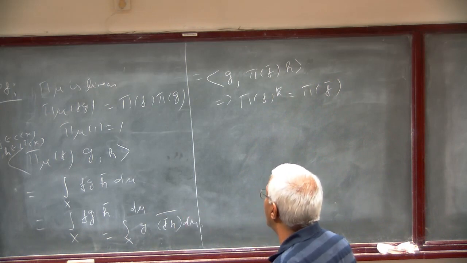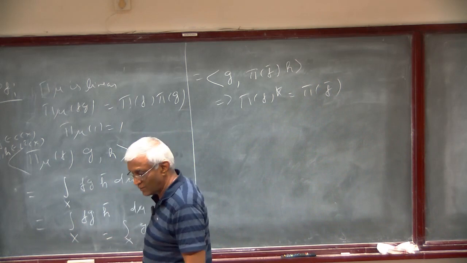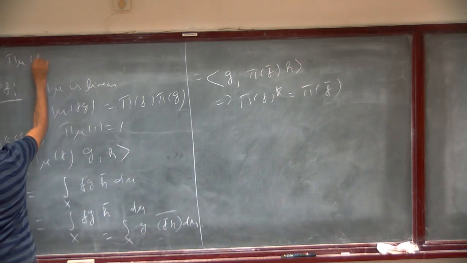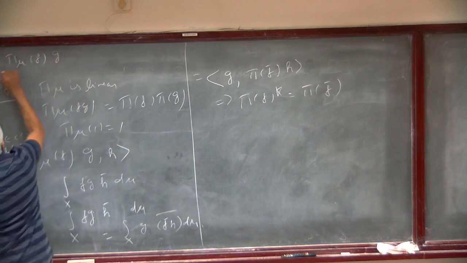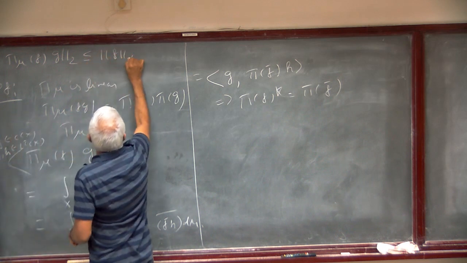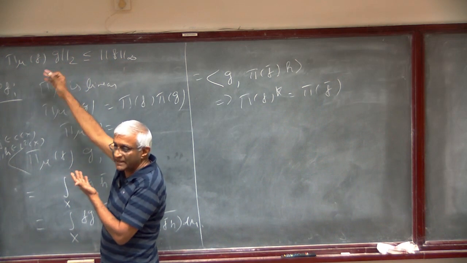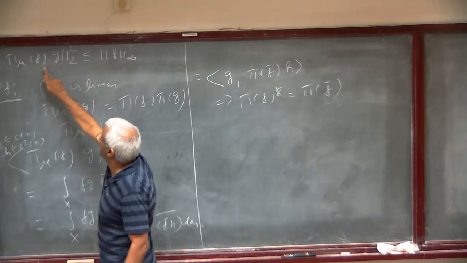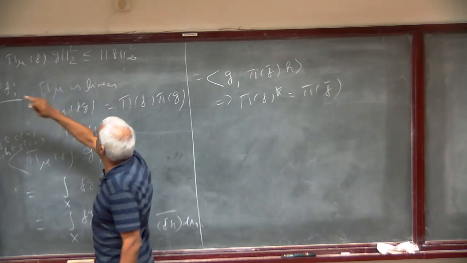I forgot, we should have first verified that. Sorry. The first thing to verify is that π_μ is bounded. The L² norm of π_μ(f)g is less than or equal to the sup norm of f times the norm of g. If you take the square of this, that will be an integral where |f|² will be there, and |g|² will be there. You can take out the sup norm. Okay.